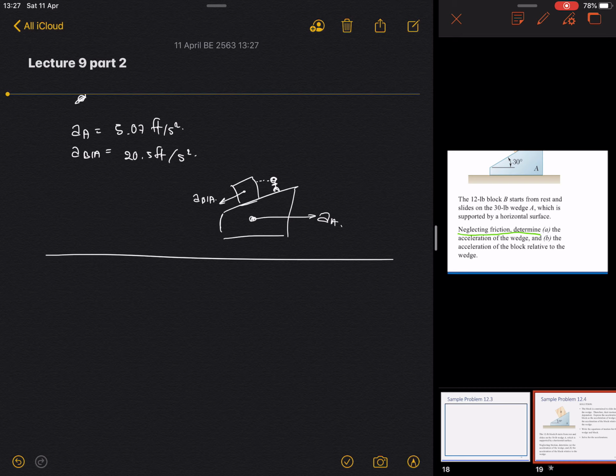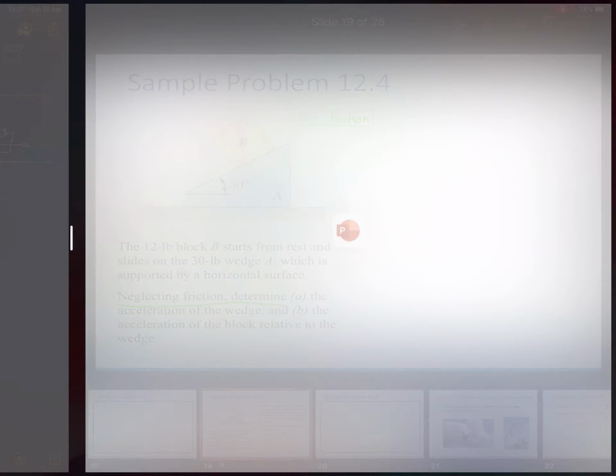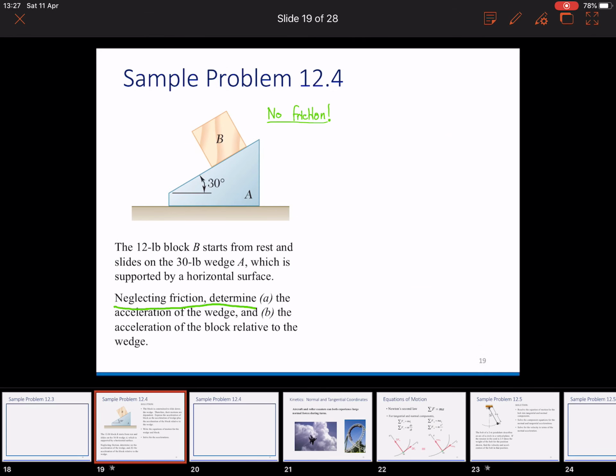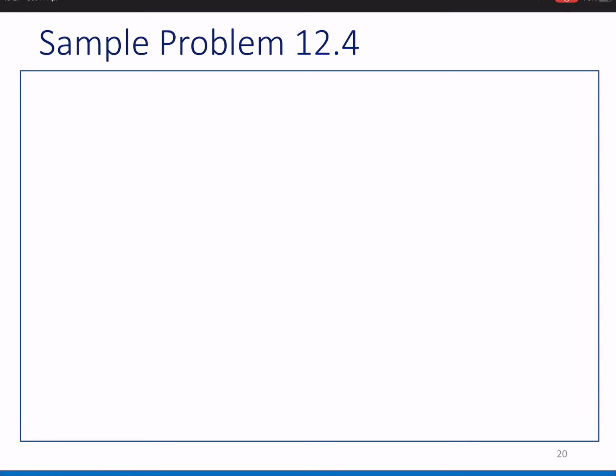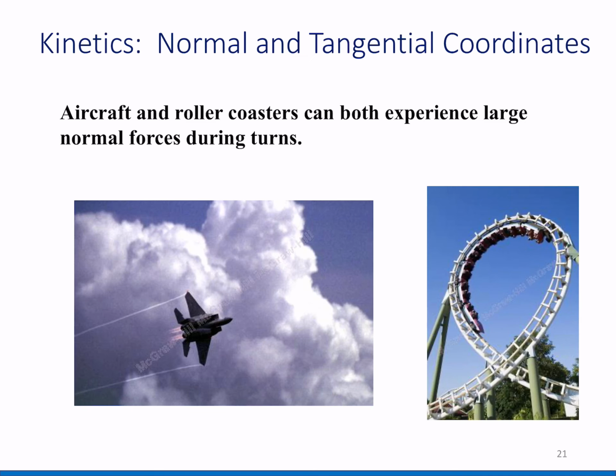Next, let's get back to the presentations. Okay, previously we do the kinetics on the coordinates, for Cartesian coordinates. So we have two components, or if it's 3D then we have three components, x, y, z. But then here we will do it on normal tangential coordinates. Okay, then let's see the example.